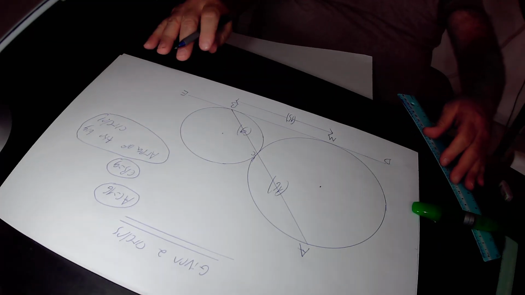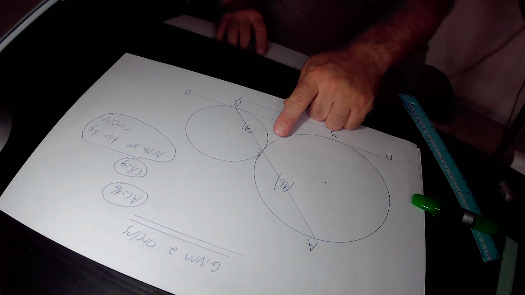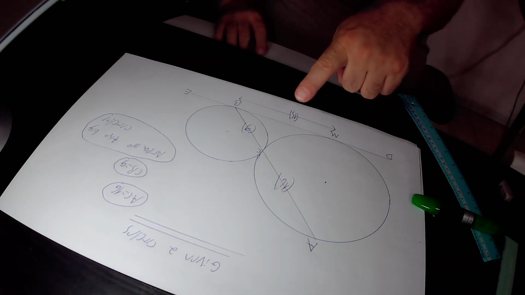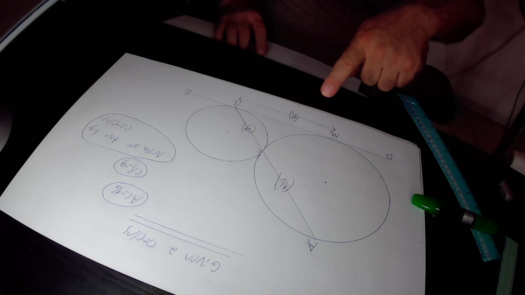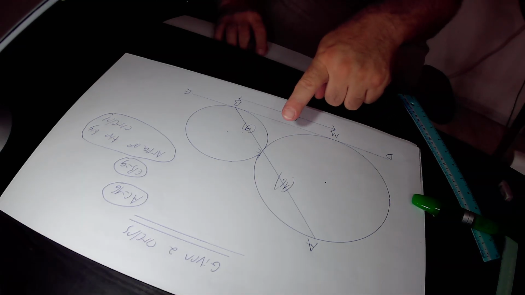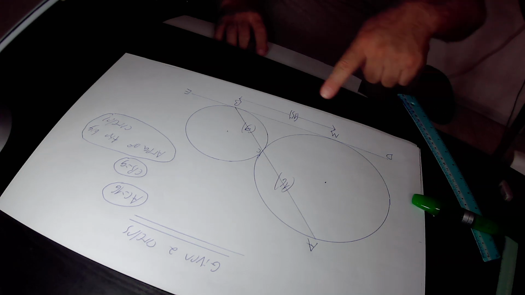In the next step, we will do a construction. From this point of tangency between the two circles, that is point C, we will draw a straight line that touches tangent DE.